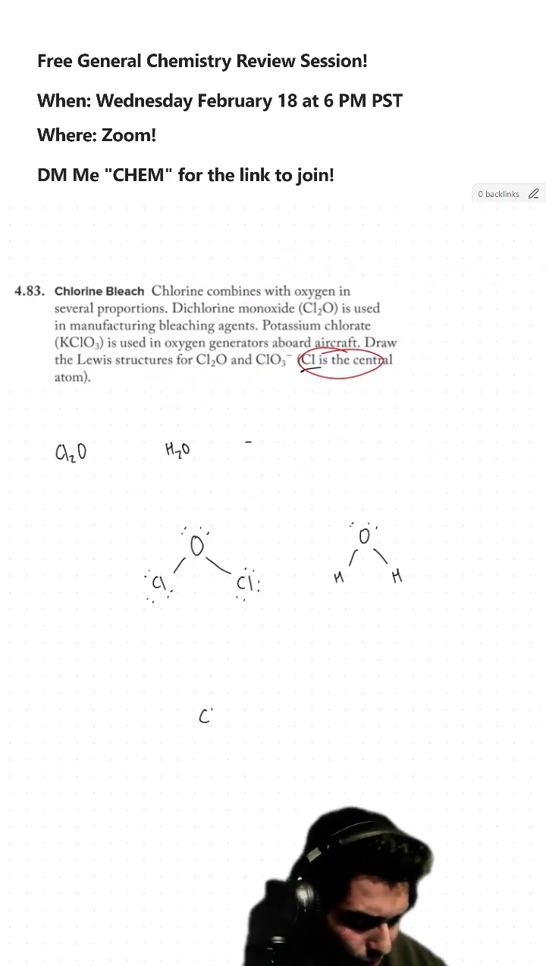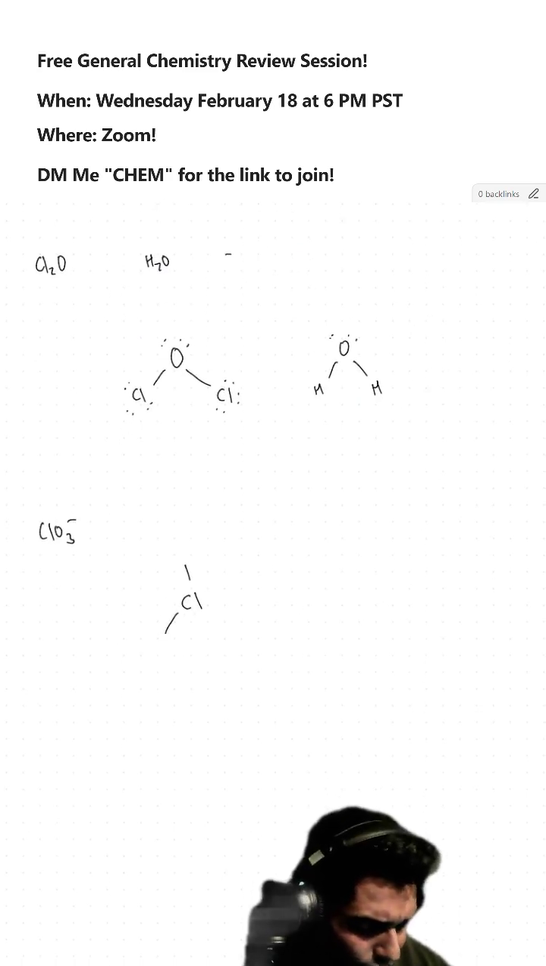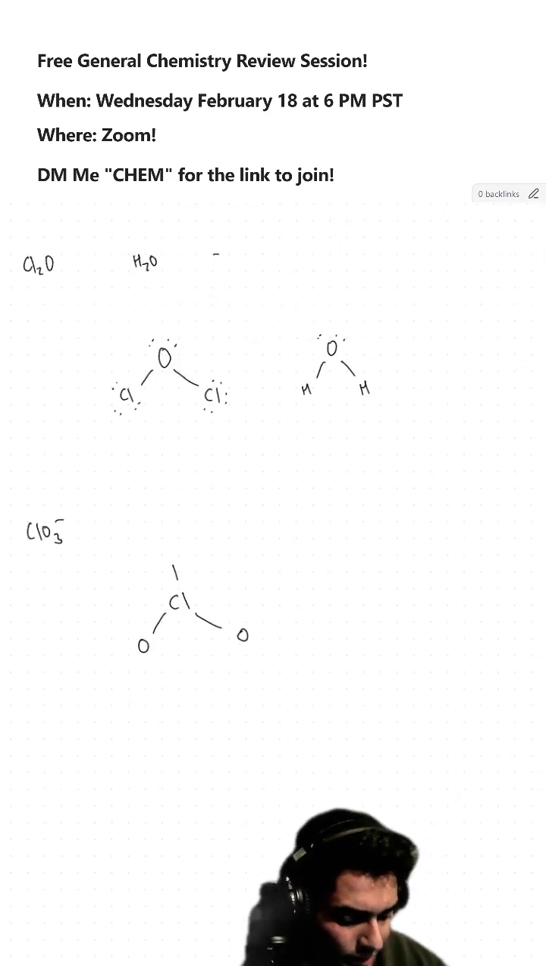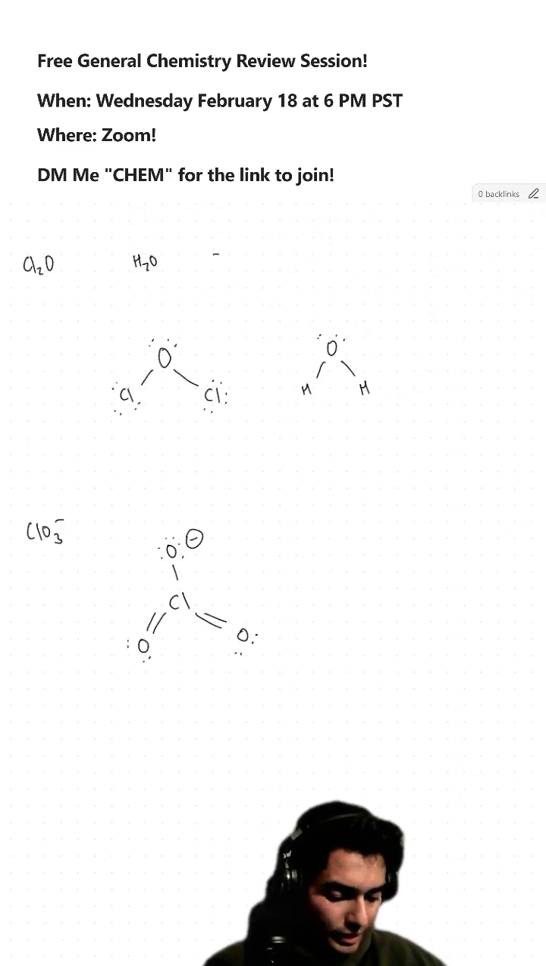Now for ClO3 minus, this one I'd like to make my center atom. That is Cl. Let's try bonding it to 3 different oxygens. What if I try 2 double bonds and 1 single bond? Then I have my 2, 4, 6, 8, 10, 2, 4, 6, 8, 2, 4, 6, 8, 10, 12, 14, 16, 18, 20, 22, 24.